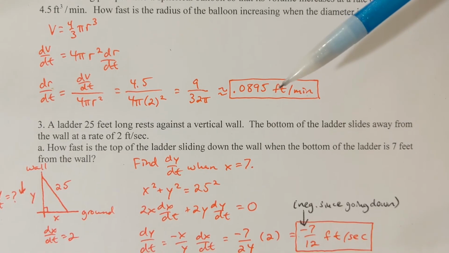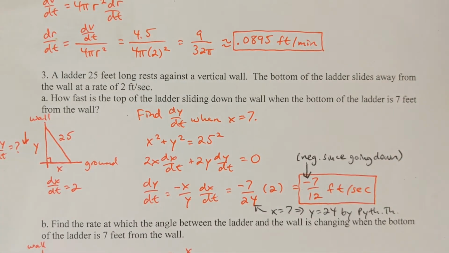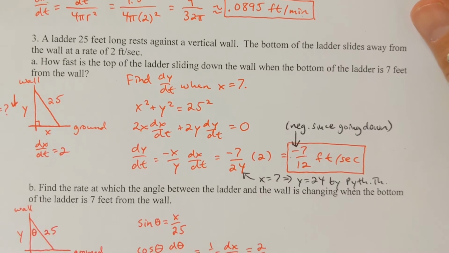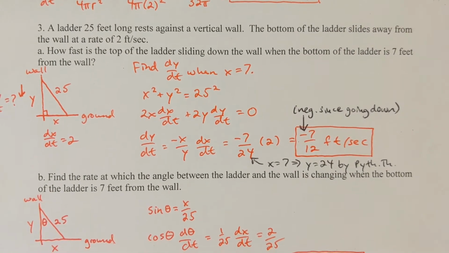Let's take a look at another problem. Okay, problem 3 says that a ladder that is 25 feet long rests against a vertical wall. The bottom of the ladder slides away from the wall at a rate of 2 feet per second. Part A, how fast is the top of the ladder sliding down the wall when the bottom of the ladder is 7 feet from the wall?